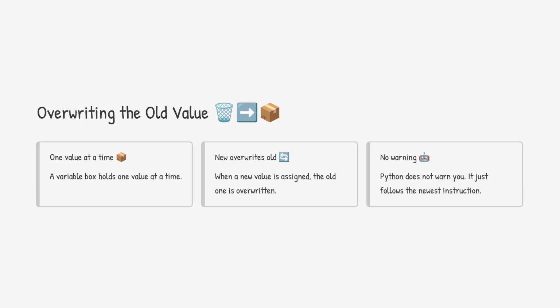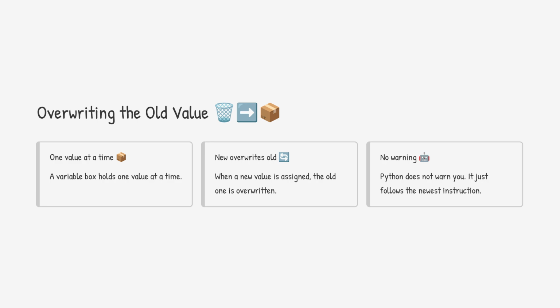It doesn't give you a warning. It doesn't ask, are you sure you want to delete Elizabeth? It's just gone. The computer is ruthlessly efficient. It assumes you know exactly what you were doing. The box itself, the variable, stayed in the exact same spot in the warehouse. The Sharpie label didn't change, but the value inside was completely and mercilessly replaced.